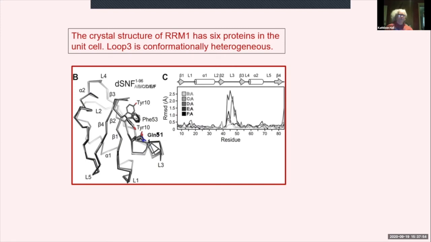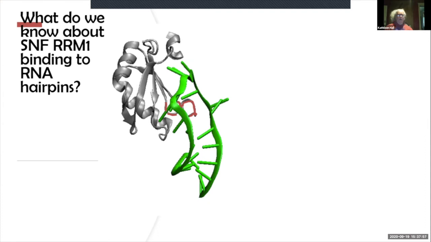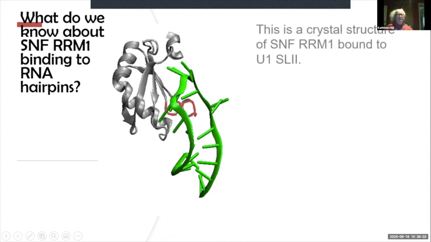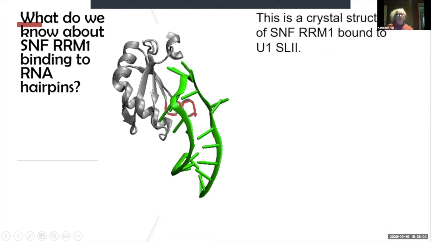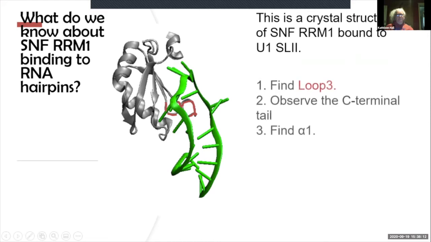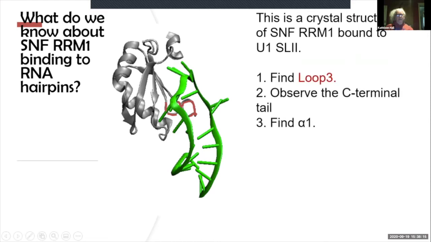Okay, so what do we know about how it binds? Well, this is a crystal structure of the RRM bound to the U1 stem loop 2. And what you can see is that loop 3 is tucked up inside the RNA, which is not too surprising. There are a couple co-crystal structures of the U1A protein, and we see the same thing. Here is the C-terminal tail, and here's alpha 1.